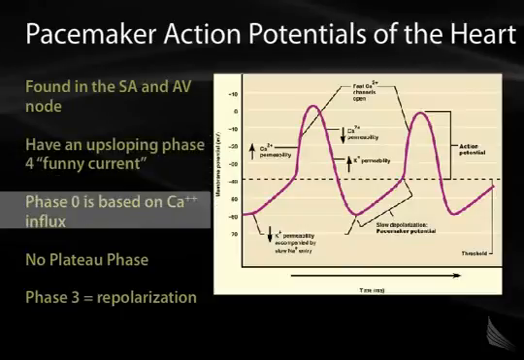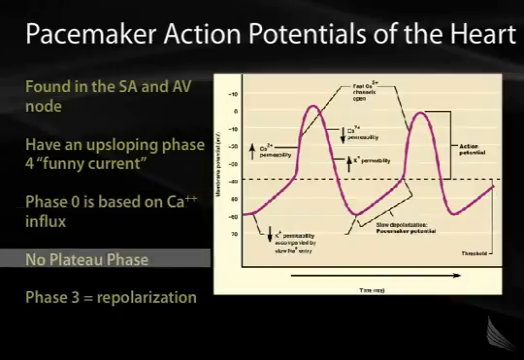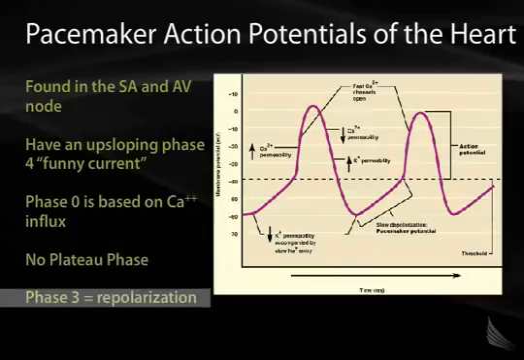Phase 0, instead of being related to sodium influx, is actually based on calcium influx in the pacemaker cells of the heart. There is no phase 2 plateau in the pacemaker action potential, and phase 3 repolarization is similar to that in the ventricular muscle.